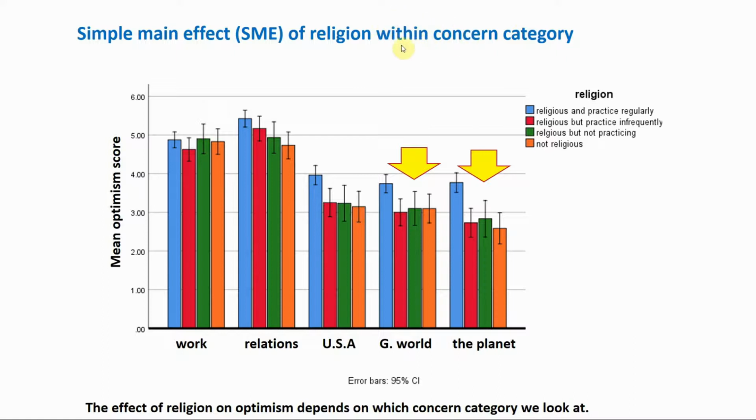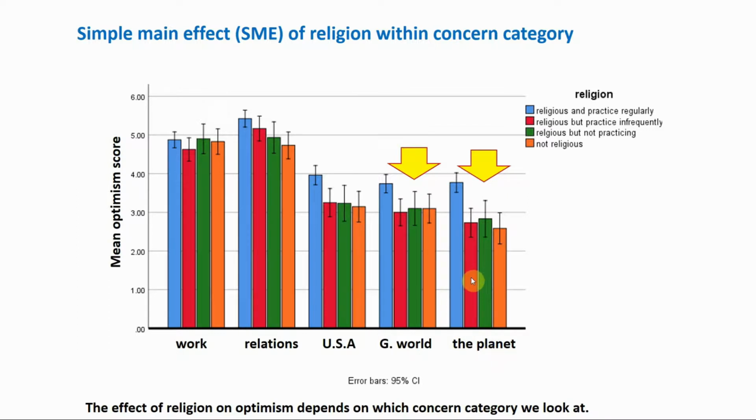Another way of thinking about it is, instead of using the word within, replace that with the words only for, all right? So we're going to be comparing the means of religion only for a specific concern category. So if we were to start here with this one, we want to compare the means of religion. I'm just going to name the colors, it's easier. So blue, red, green, and orange only for the planet. This would be the simple main effect of religion, because we're comparing the means of religion within planet. That means only for planet.